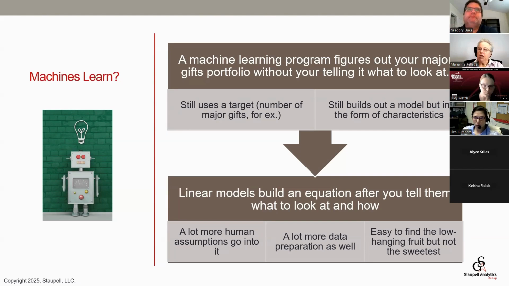So for linear models, you actually have a lot more supervision of them. You tell it what to look at, you test what to look at, and then you tell it how to look at it. You do a lot more data preparation. And that's why up until 2015 or so, we were making big bucks just doing major gifts models, those of us who did them, because it was easy to build a linear model and get the lowest hanging fruit. The problem is the middle of the tree where the fruit is the sweetest and the deer can't get it. Think of the deer as your annual fund. Then we were not getting our best prospects. We were leaving people out, right?